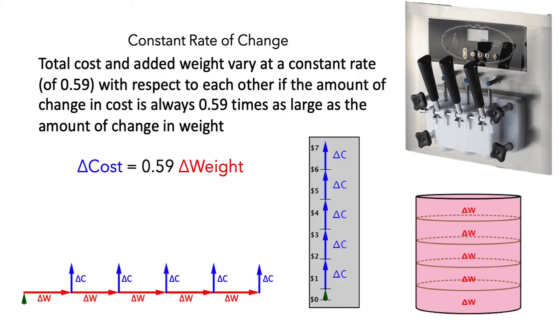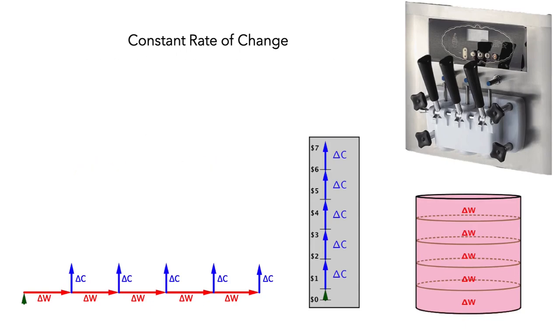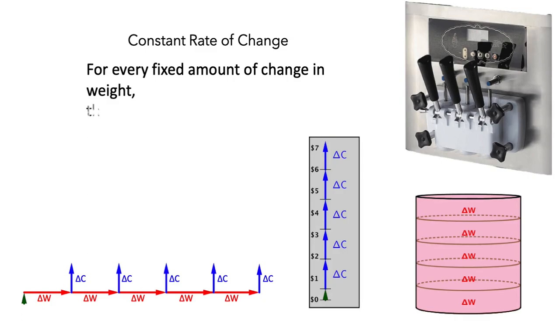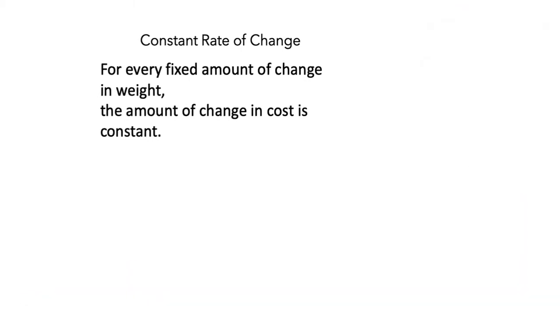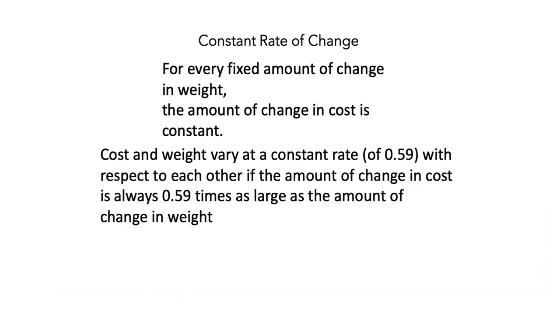So a consequence of our definition of constant rate of change is for every fixed amount of change in weight, the amount of change in cost is constant. So now we have 2 ways to think about what it means for the cost of the yogurt to change at a constant rate with respect to the amount of added weight.